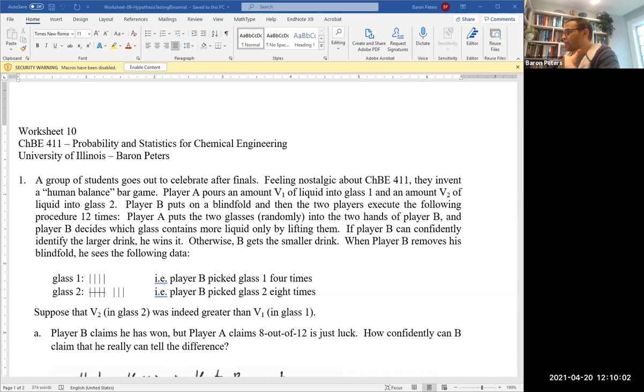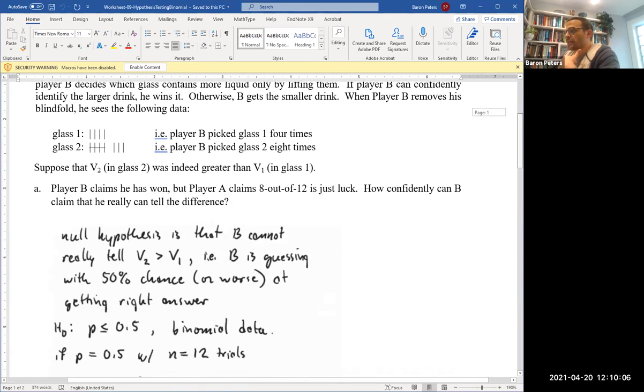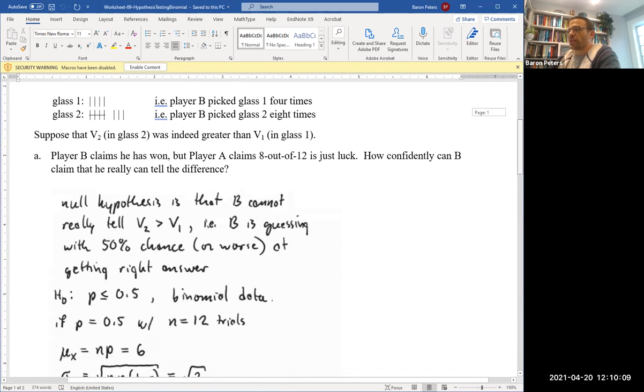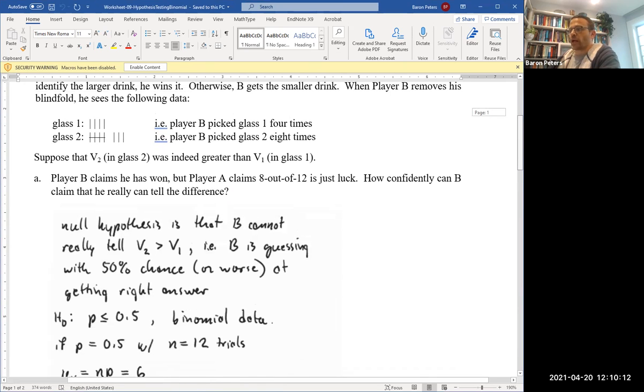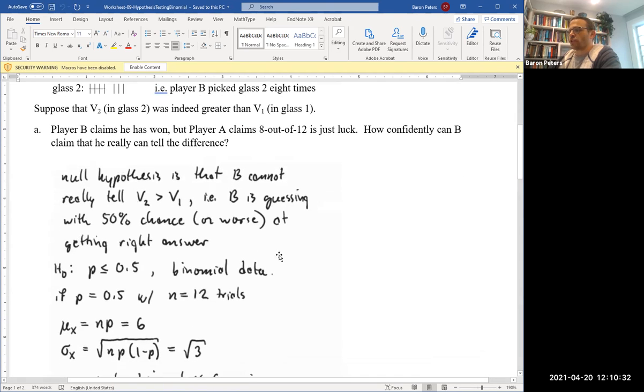And so that null hypothesis is that B cannot really tell, and that B is just guessing with a 50-50 chance or worse at getting the right answer. So our null hypothesis is that the fraction of times that he gets it right is p less than or equal to 0.5. And if p is equal to 0.5 with n equals 12 trials, we can begin to construct our test statistic. So the mean number of times that he's going to get this right is going to be 6. If the null hypothesis is correct, then his guesses are 50-50. He guessed 12 times, so we would expect him to get it right 6 times.